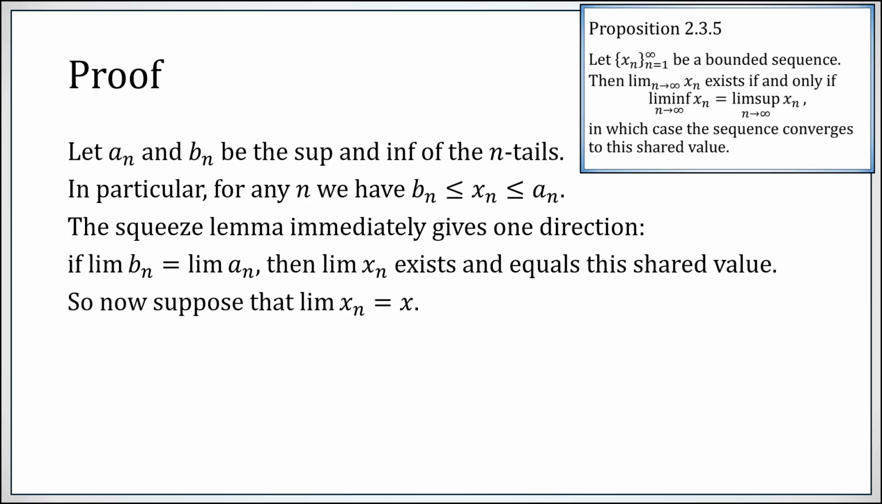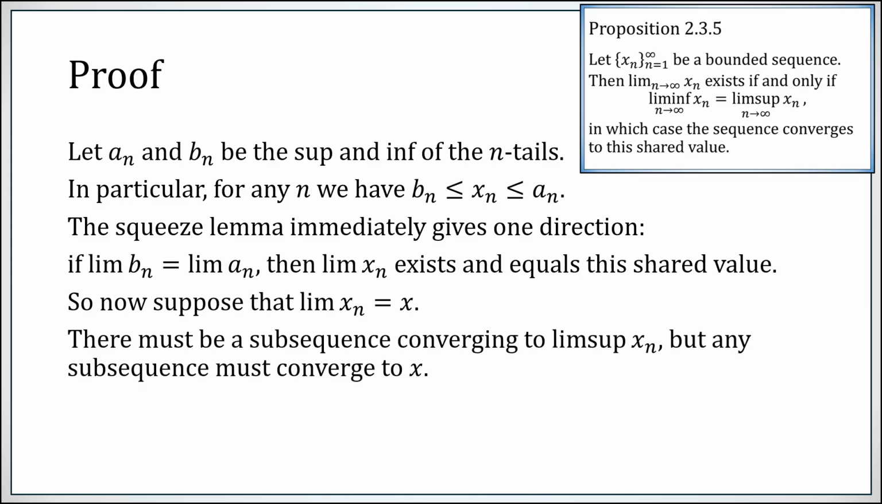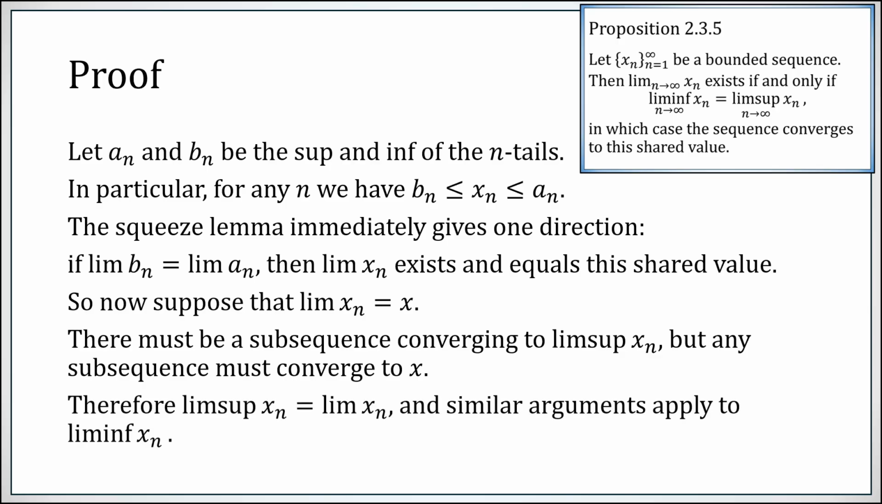We need to show that the liminf equals the limsup, which is equal to this limit. So there must be a subsequence converging to the limsup. However, the original sequence converged to x, so every subsequence must converge to x. So this subsequence converging to the limsup must converge to x. And similarly, the subsequence that converges to the liminf must be converging to x, so this x, whatever the limit is, must be equal to the liminf and the limsup.